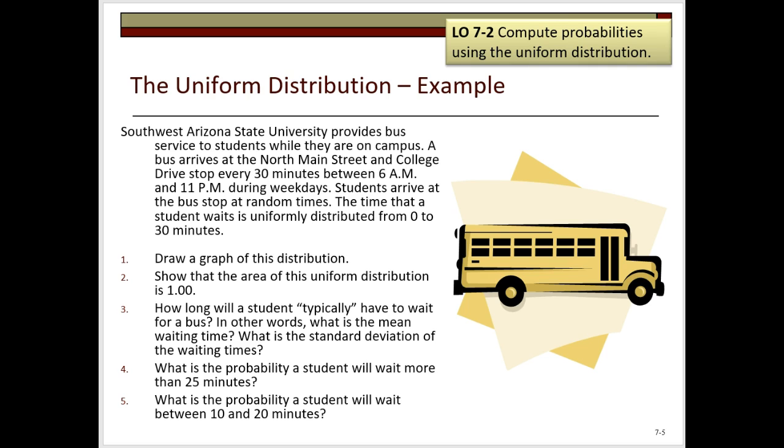Given this information, we do the following. 1. Draw a graph of the distribution. 2. Show that the area of this uniform distribution is 1. 3. How long will a student typically have to wait for a bus? In other words, what is the mean waiting time? What is the standard deviation of the waiting times? 4. What is the probability a student will wait more than 25 minutes? And 5, what is the probability a student will wait between 10 and 20 minutes?